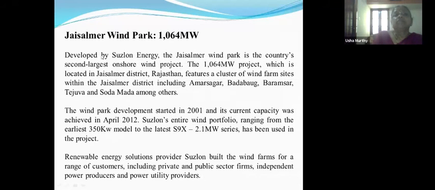Then we have Jaisalmer. This is the very popular Jaisalmer wind park. It is the second largest onshore wind project, located in Jaisalmer district, and it started in the year 2001. This is Suzlon's; the entire products range up to the 350 kilowatt model, with the latest one being used in this project. Of course, renewable energy solutions provided by Suzlon built wind farms, and the range of customers include private and public sectors and independent power producers.